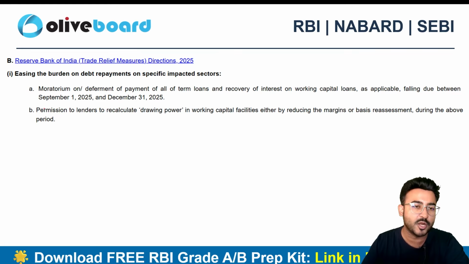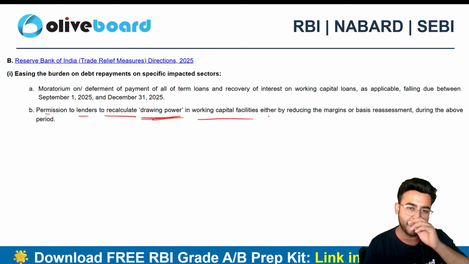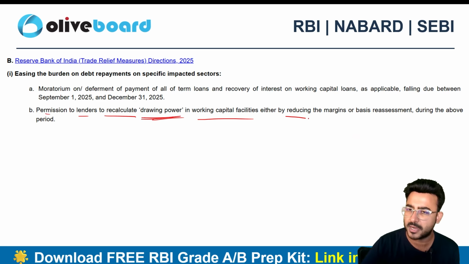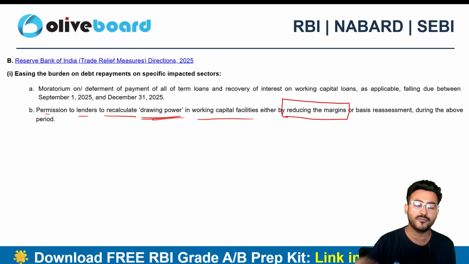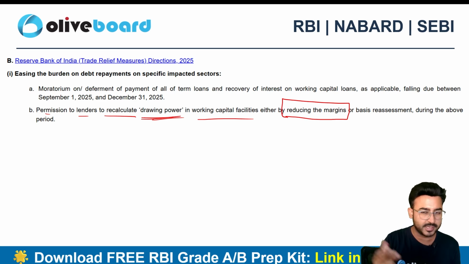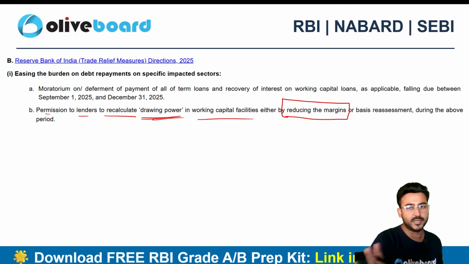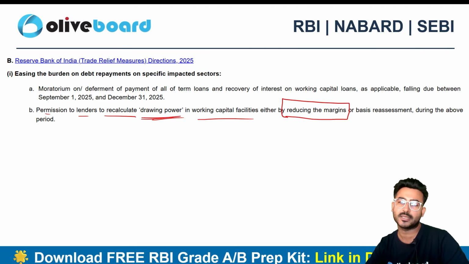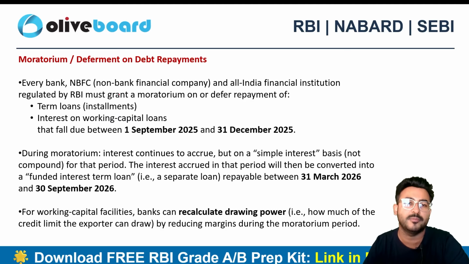प्लस there will be a permission to the lenders to recalculate the drawing power in the working capital facility either by reducing the margin, so now they can reduce the margin as well. There is no pressure of keeping the margins too high, they can reduce it, और the basis reassessment, जो उनके हिसाब से reassessment करते हैं वो करके भी वो यहाँ पे उनको facility दे सकते हैं. So this is the permission that RBI has given to the lenders, right?